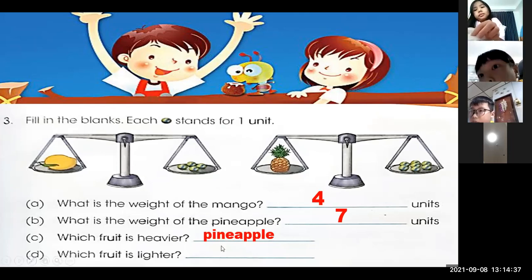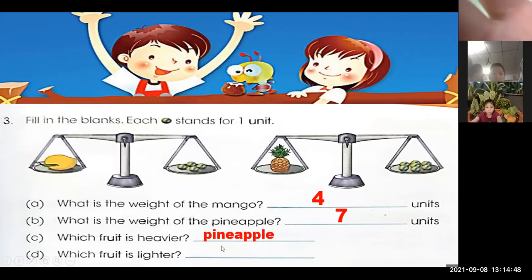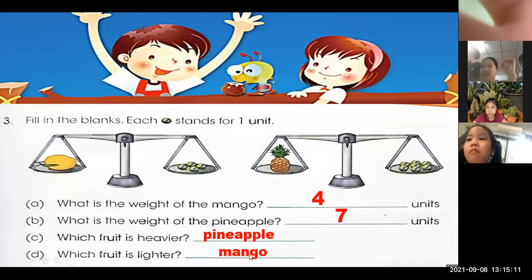Which fruit is lighter? Mango or pineapple? Mango. Okay, the mango. The mango is lighter. Which fruit is lighter? It's a mango. Okay, it's a mango.